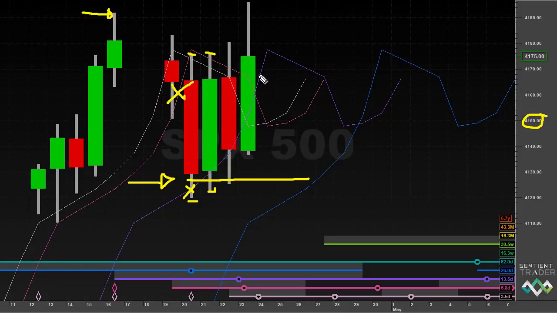Is it still possible that price is going to come down and cross below the 20-day FLD? Yes, it is still possible. And in fact, we are expecting price to cross down below the 20-day FLD at this point, but it doesn't absolutely have to.